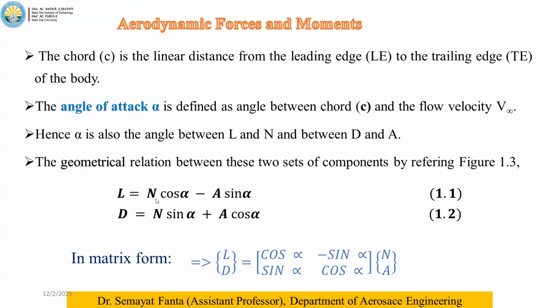So the relation between normal force and axial force with the lift and the drag is given in this equation, and you can put it in the matrix notation. L and D is equal to cos alpha, minus sine alpha, sine alpha, cos alpha, times N and A. So this is the relation between lift, drag, and normal and axial force.